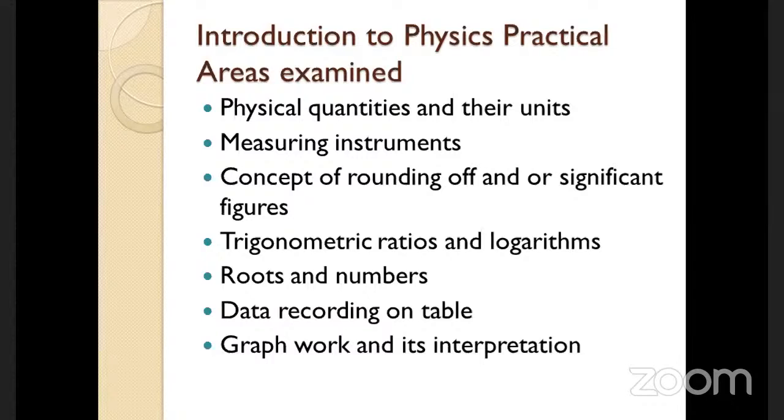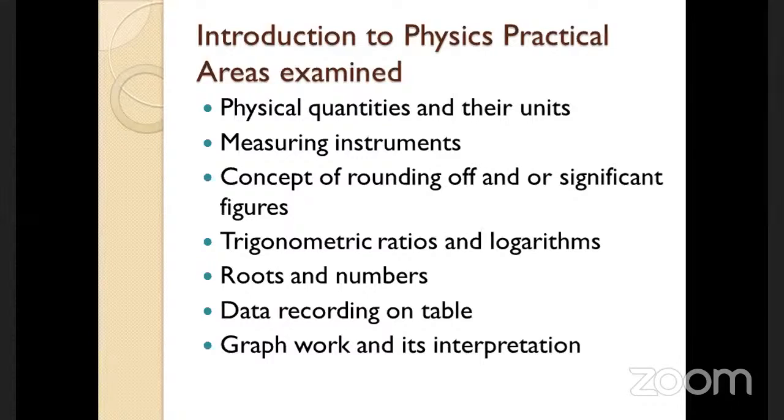And importantly, we don't need to leave out recording of data in tabular form, which means data recording on the table. How do we record the data on a table? What do we do in order to record that on a table? What are the things we do? We shall be able to look at each of these in the coming lessons, one after the other. And then the last area is the graph work.